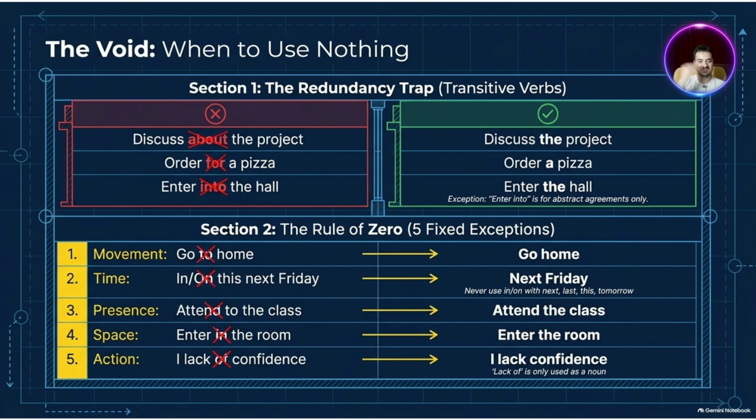Well, I have some abstract ideas of why we don't say go to home, but let's not dwell on it, because probably there will be some people who say you're wrong. We never use in or on with next, last, this, or tomorrow. For example, we never say on next Friday, on last Friday, or on this Friday.